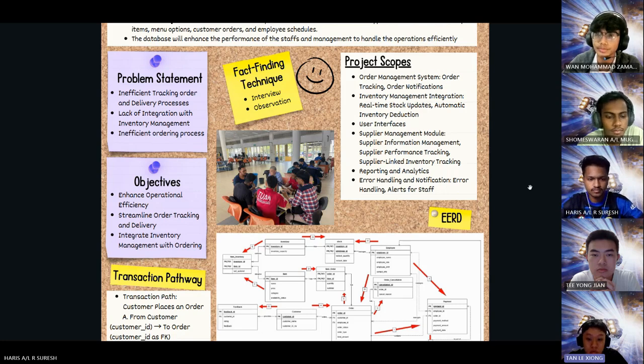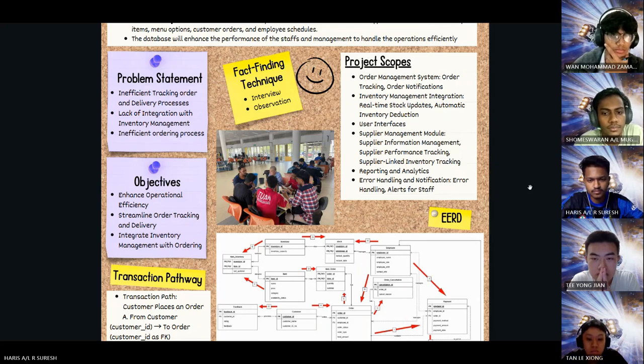This system will provide real-time order tracking and automate delivery process to reduce delay, minimize the human error, and ensure timely order fulfillment. And the third one is integrate inventory management with ordering. This system will connect the ordering platform directly to inventory management system. This allows customer to view item availability before placing an order. This will minimize the cancellation due to out of stock item and optimize stock management.